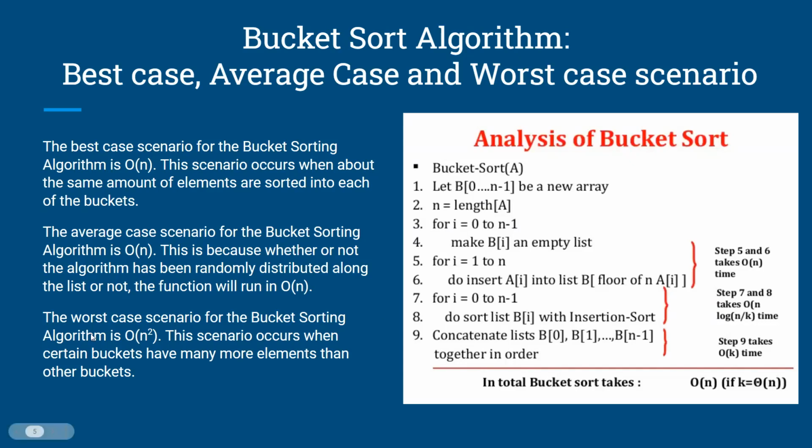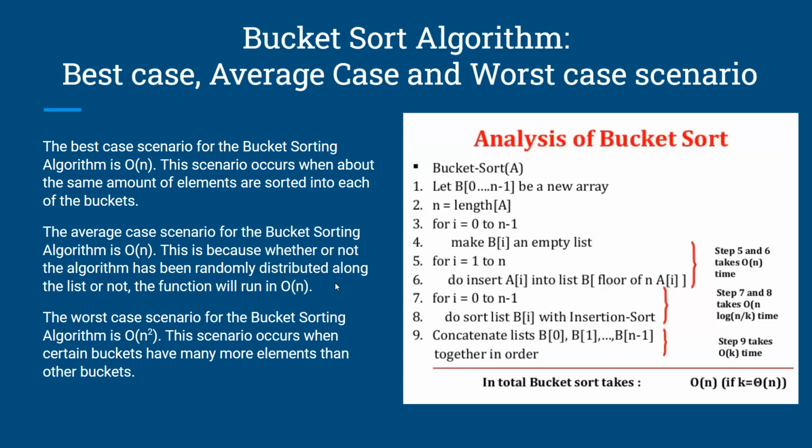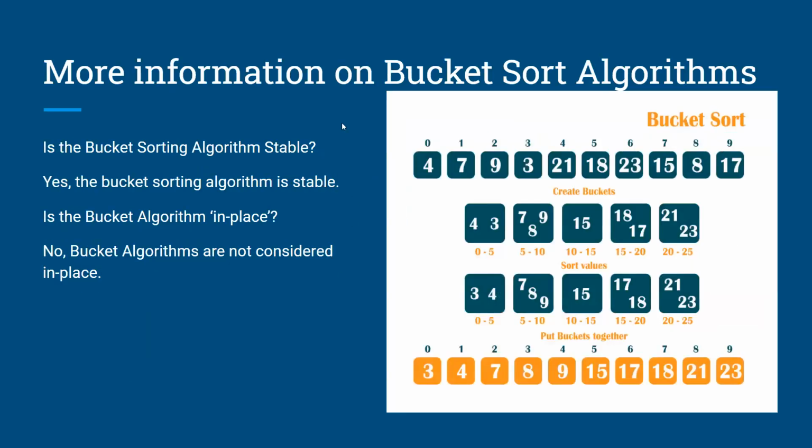And then the worst case scenario for the bucket sorting algorithm is n squared. This scenario occurs when certain buckets have many more elements than other buckets. So going back to our letters, if we had a lot of words that started with A, B, or C, then this could get really close to O of n squared because we'd have to put so much more work into this bucket than all the others, and it would just more or less be a waste of space.